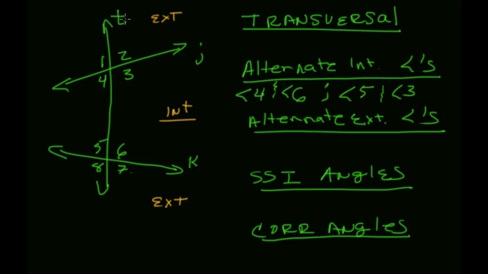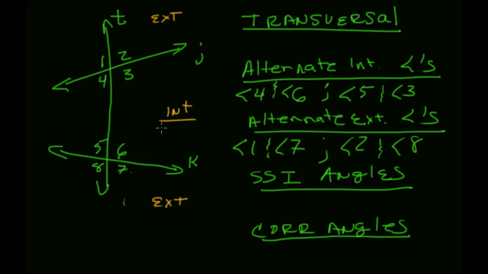Exterior angles have to be in the exterior. So 1, 2, 8, and 7 are all exterior angles. Now, angles 1 and 7 are a pair of alternate exterior angles because they're on opposite sides of the transversal and both in the exterior. Likewise, angles 2 and 8 are also called alternate exterior angles because they are in the exterior and opposite sides of the transversal.